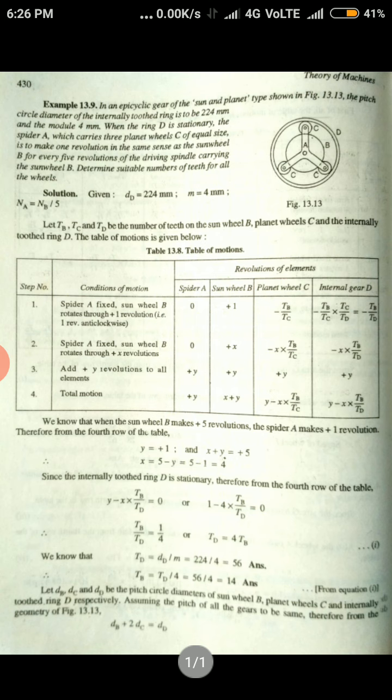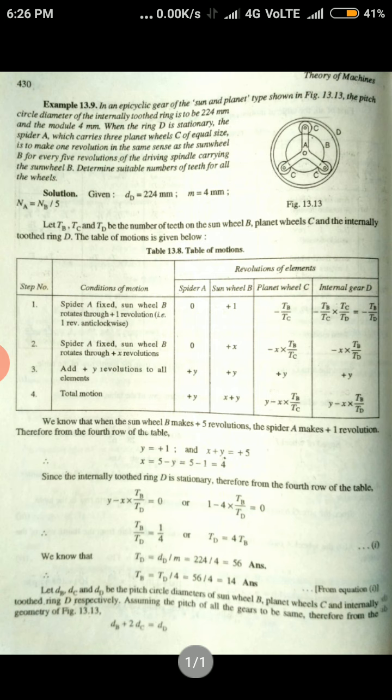Spider A is fixed, wheel B makes one rotation anti-clockwise. So in the table, spider A is 0 because it is fixed, sun wheel will be plus 1. Now B meshes with C, speed ratio NB by NC equal to TB by TC. Since NB equal to 1, NC equal to minus TB by TC. Why is it negative? Because B makes anti-clockwise, C will make a clockwise rotation. So that's why minus TB by TC.